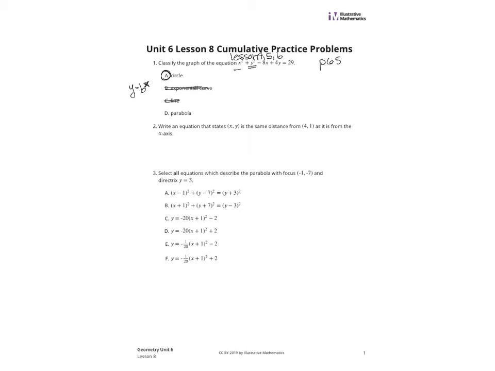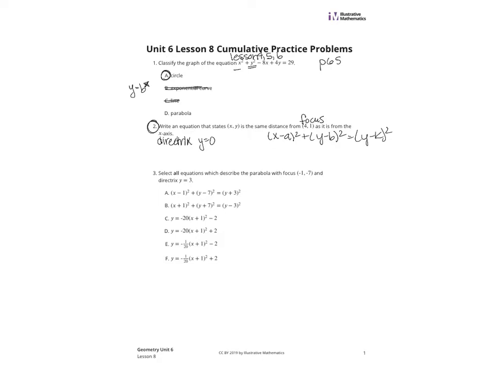So number 2 is really the main point of our lesson 8. It says to write an equation that states that a point, x y, is the same distance from a focus 4, 1 as it is from the x-axis. This means my directrix is the x-axis, which we can also write as the line y equals 0. So this is using the form of the equation x minus a squared plus y minus b squared equals y minus k squared. This is an equation for a parabola. It's also on my formula sheet.